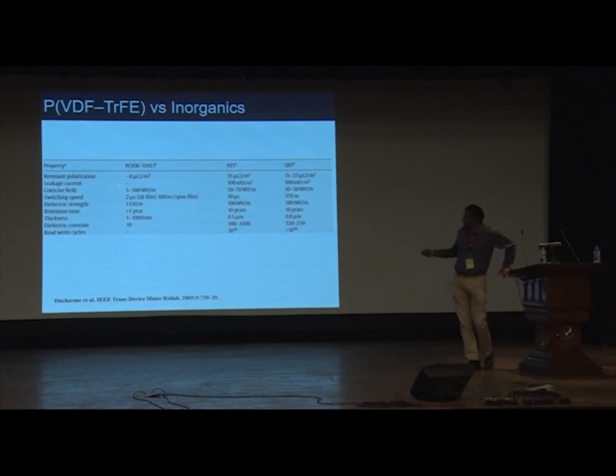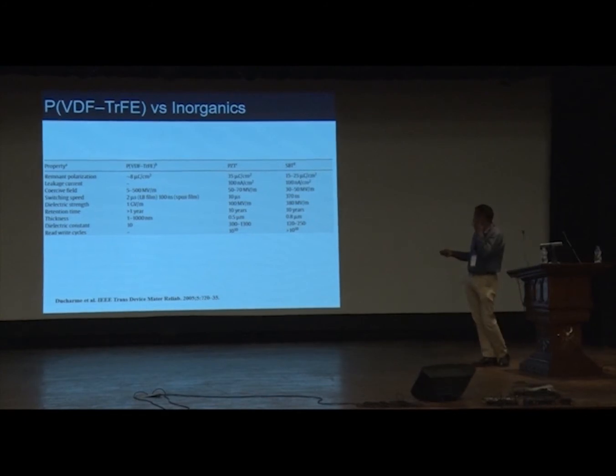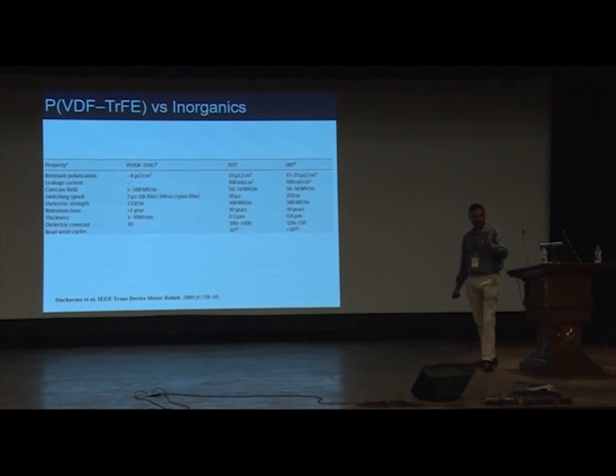In case of PVDF, it can be quite high. It can be microamps, even milliamps, which is very high current, which means you're not going to have very good retention characteristics. Coercive field is the field that you apply to switch the polarization. Coercive field in case of inorganics is very low. It's less than 100 megavolt per meter. In case of PVDF, it's up to 500 megavolt per meter, which means your operating voltage of the memory will be higher.